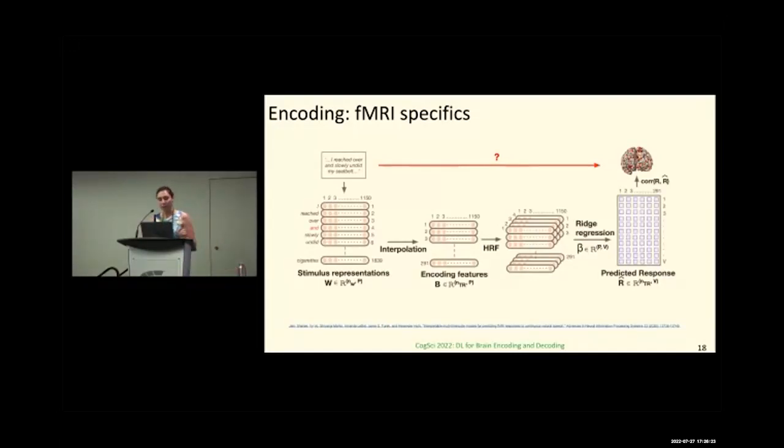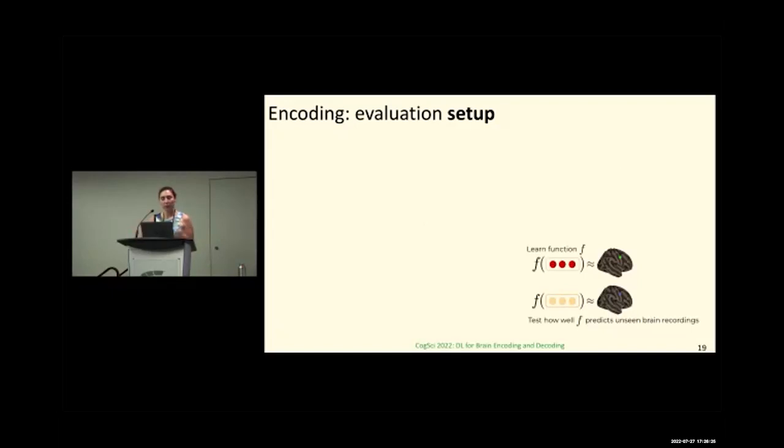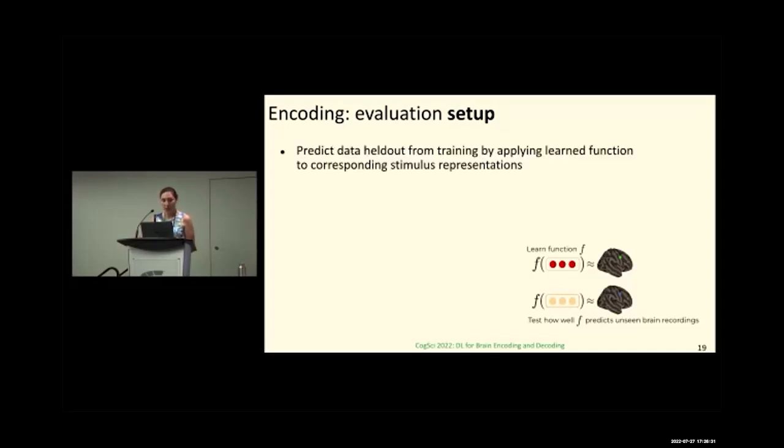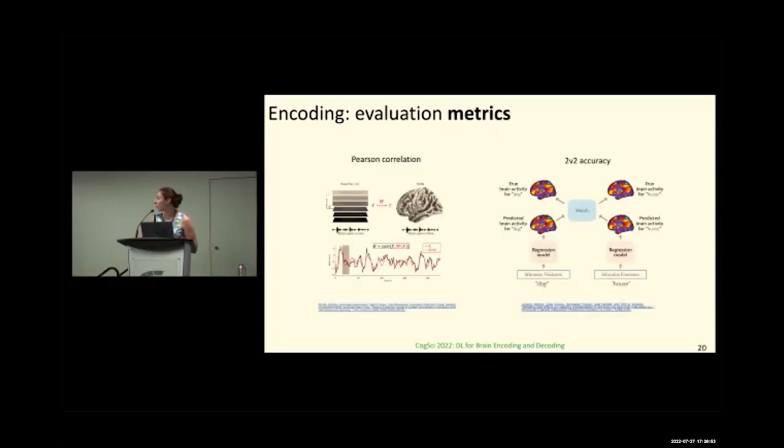Okay. Great, so once we have trained these parameters, we move on to actually evaluating them on data that we haven't seen during training. Of course, to do this, we want to predict held out data by applying this learned function to corresponding stimulus representations. And we compare the predictions of this brain data to true brain data. And for this, we have several evaluation metrics. And the most popular two I've shown here.